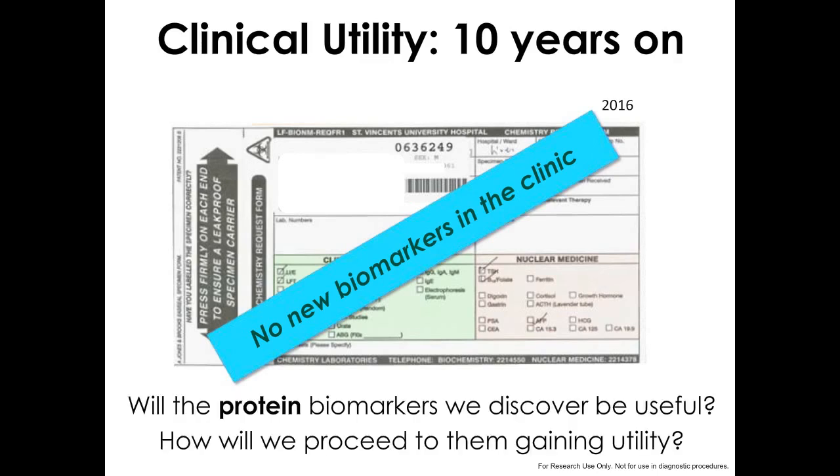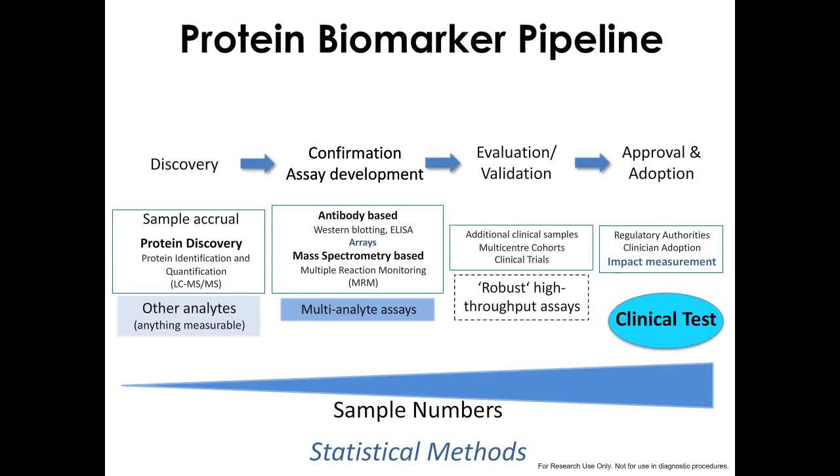So I suppose in the years that have been intervening, and as part of our frustration, we've been asking ourselves the question of whether the protein biomarkers that we discover will ever be useful. And if that's going to be the case, then how we will proceed to getting them to be useful. And what I've done here is outline the process that we use for going through biomarker discovery and assay development and then subsequently confirmation and evaluation and validation. And there's nothing new on this slide.